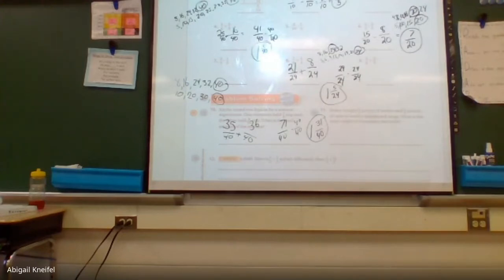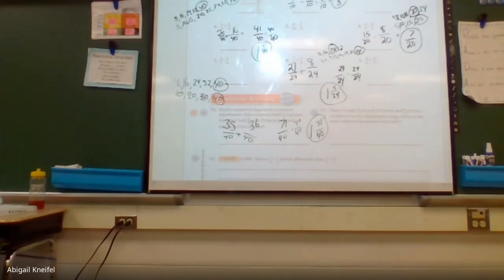We will be working on that a bunch, okay? And potentially you might have something like that on your quiz. So if you get an improper fraction on your quiz, meaning the numerator is bigger than the denominator, you're going to have to fix it into a mixed number, okay?